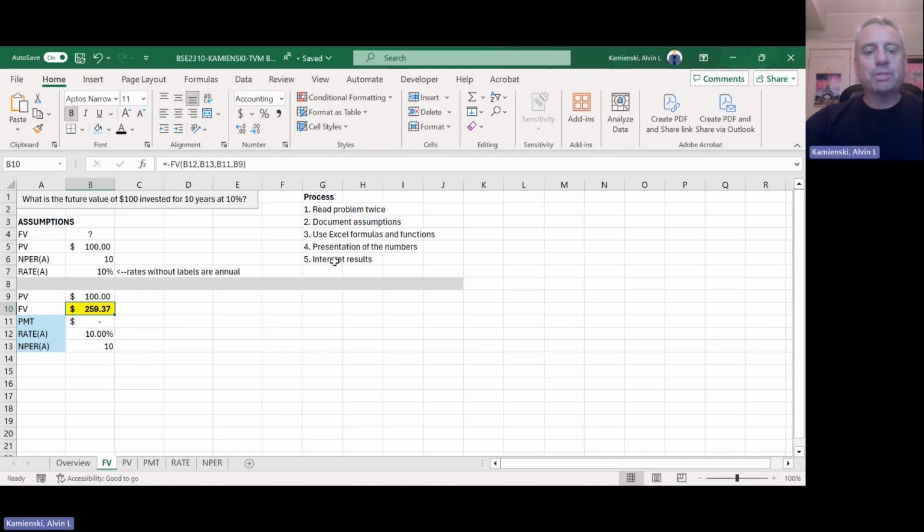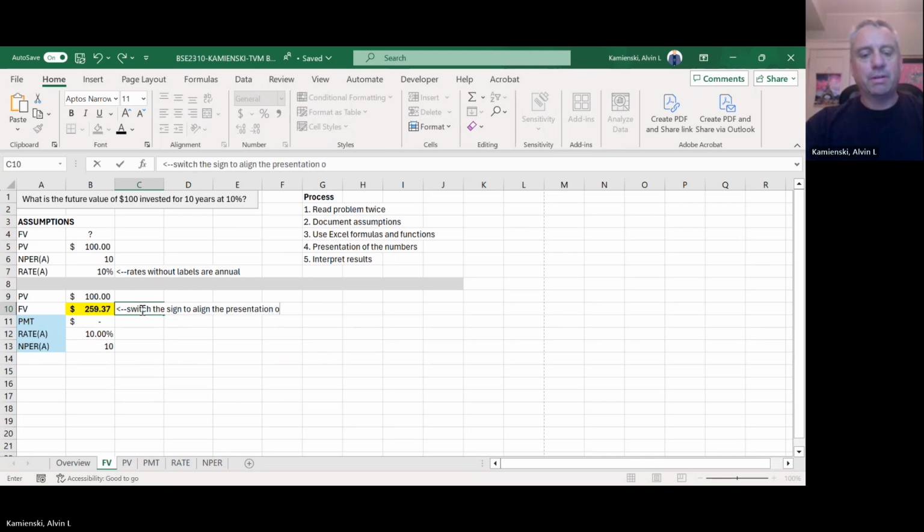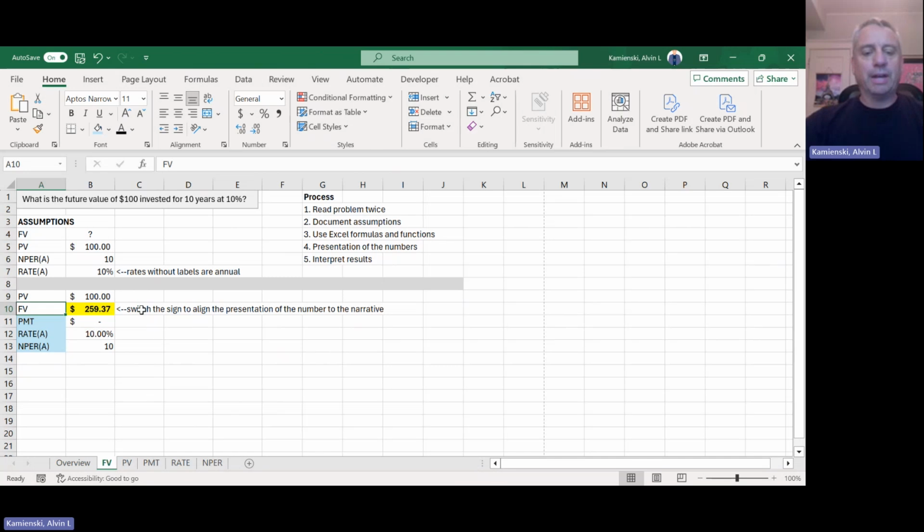And now it makes a little more sense in terms of saying $100 in 10 years at 10% grows into $259.37. And so the interpretation of my results would be if I needed about $260 in 10 years and I could invest in something that is going to earn a 10% rate of return, I would need to put away $100 right now. So let me just add a note to here, which was switch the sign to align the presentation of the number to the narrative. And that is the basic way we handle future value.